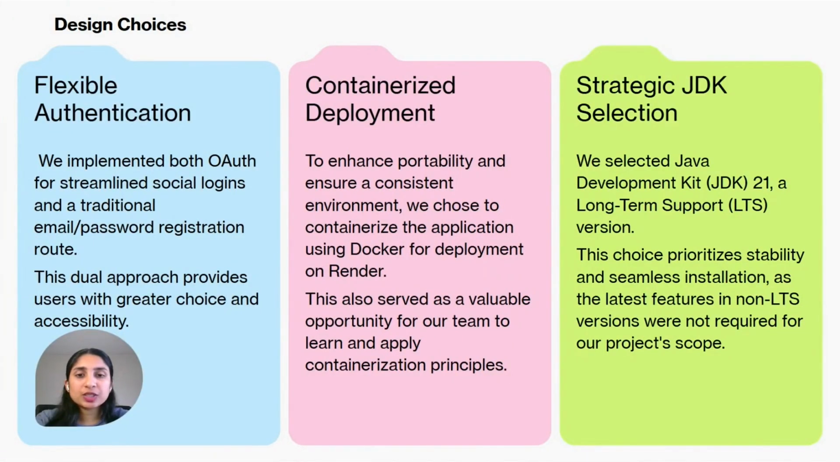Our design choices were made with both security and scalability in mind. For flexible authentication, we supported both OAuth logins and traditional email password registration. For deployment, we containerized the app using Docker, ensuring consistency and portability across environments. And for stability, we selected JDK 21, which is optimized for long-term support and reliability. These decisions helped us create a project that isn't just functional but also sustainable moving forward.